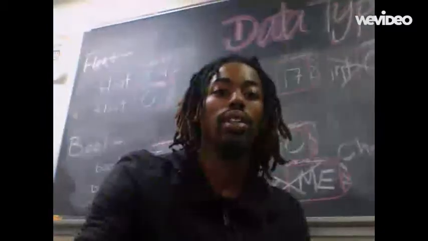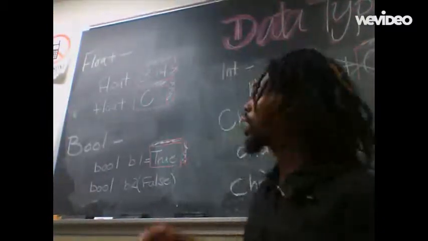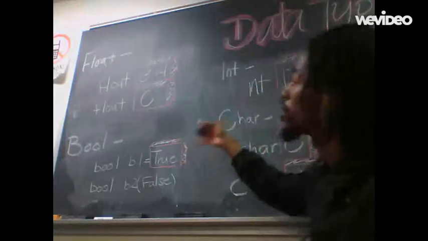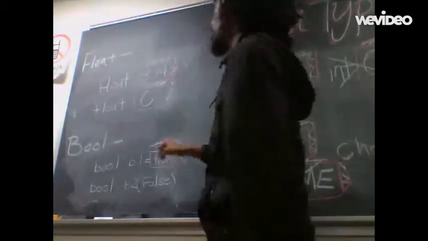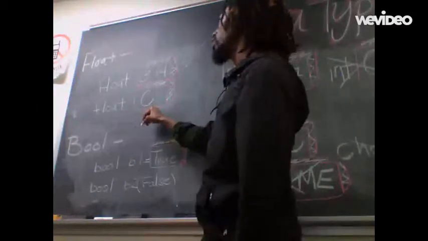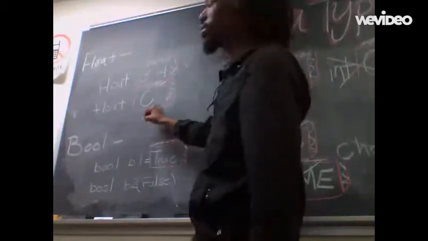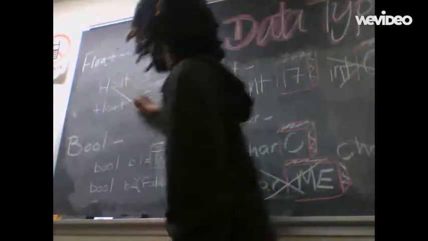Over here on my side, on this other side, we have a float. Float holds a decimal spot, so this one is okay. Now, float does not hold a char, so this one is wrong.